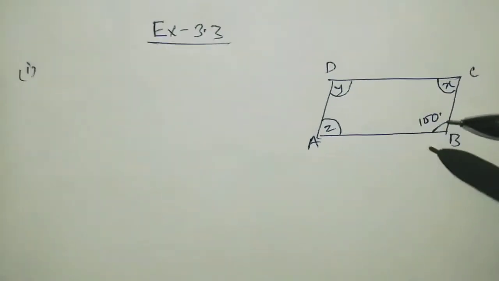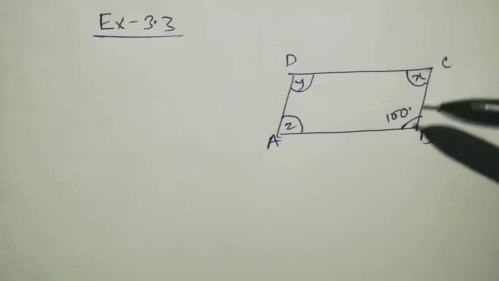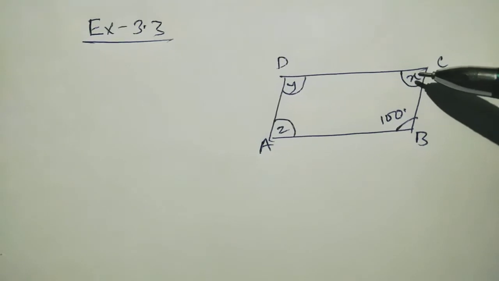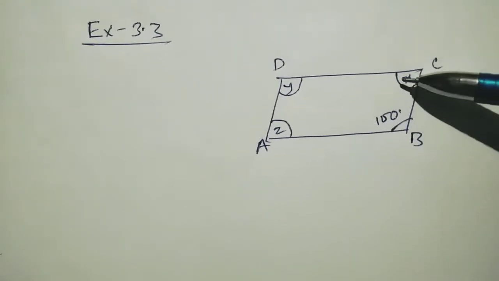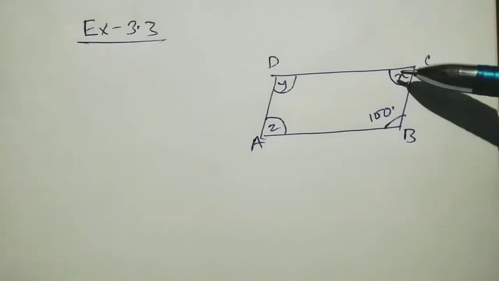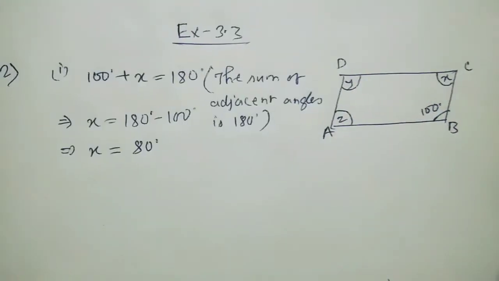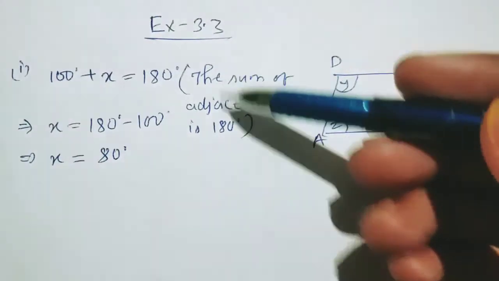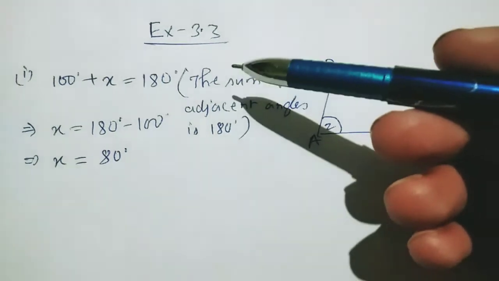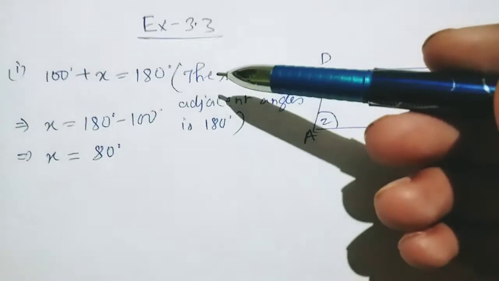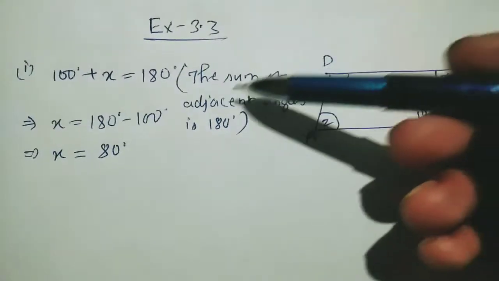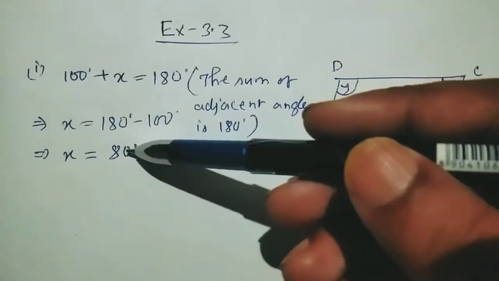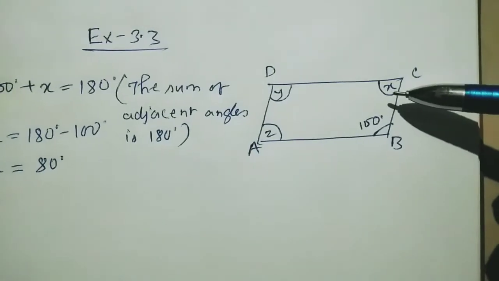Students, first of all we'll find the value of x here. How to find the value of x? You know the property that the adjacent angles of a parallelogram sum to what? 180 degree. That means 100 plus x equal to 180 degree. By that property we'll find out the value of x. You can see here 100 plus x equal to 180 degree, and you have to write the reason here. Why? Because in maths you have to mention the reason why it is happening, because the sum of adjacent angles is 180 degree. So 180 minus 100 equal to 80 degree. So value of x we got 80 degree.